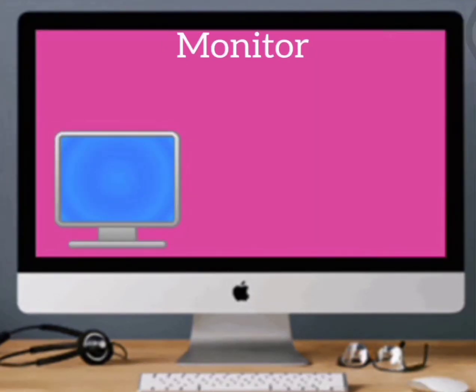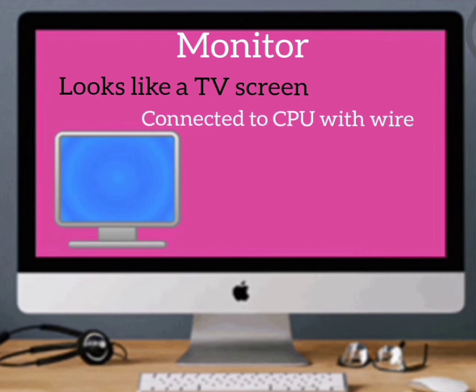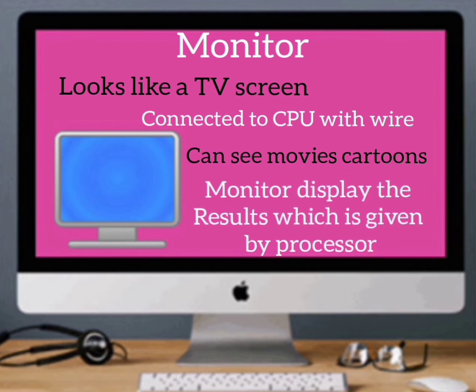Monitor. A monitor is one of the main output devices. It looks like a TV screen. It is connected to the CPU with a wire. We can see movies and cartoons on the monitor screen. And the monitor displays the results from the processor.